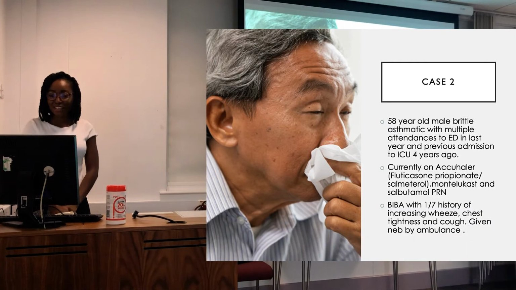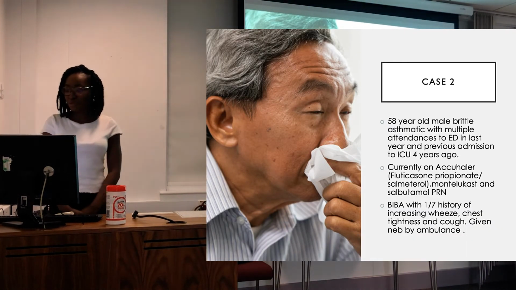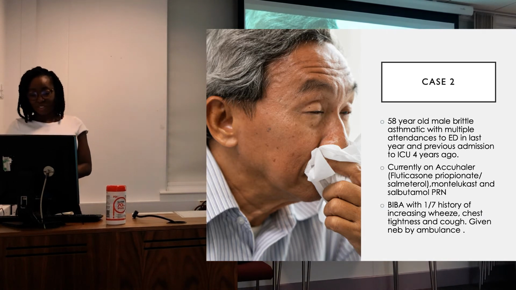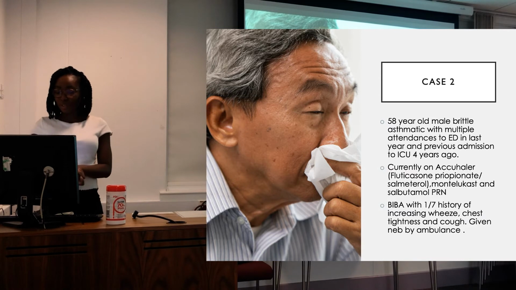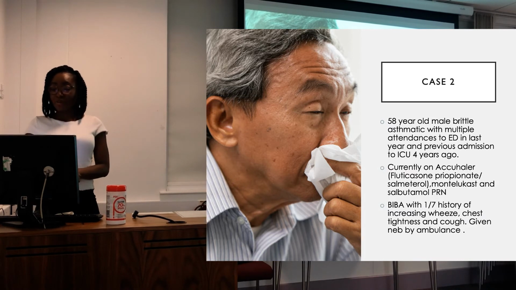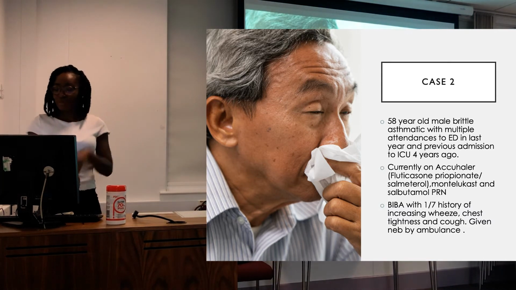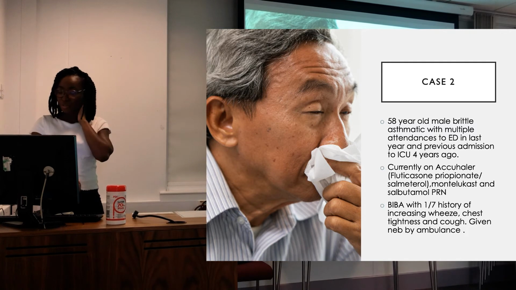So case 2. It's a 58-year-old brittle asthmatic with multiple attendances to A&E in the last year and previous admission to ICU 4 years ago. He's currently on Accuhaler, which is fluticasone and salmeterol, montelukast and salbutamol PRN. He's brought in by ambulance with a 1-day history of increasing wheeze, chest tightness and cough.